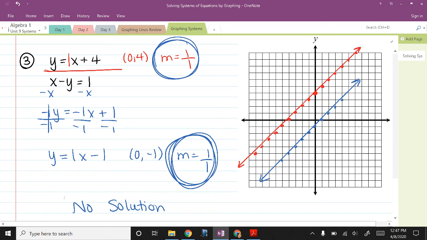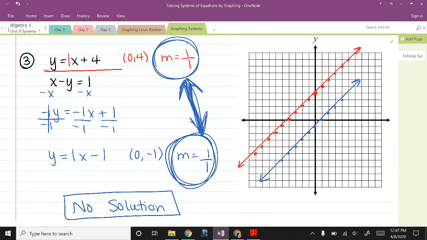So make sure before you say that there is no solution, make sure that your slopes are in fact the exact same slope. Because if the slopes are not the same, they're not supposed to be parallel. So make sure you have the same slope before you say no solution.